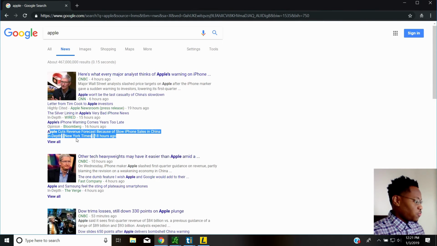Apple cuts revenue forecast because of slow iPhone sales in China. Now, whenever a stock significantly drops like that, most likely it has to do with revenue. So if you're a trader or an investor and you read this headline that Apple essentially is not going to meet their revenue target, what would you do?